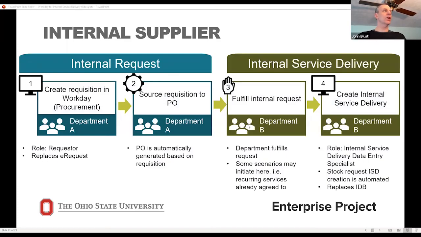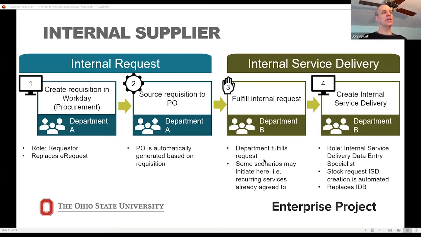To give you a high-level overview of the internal service delivery process, as I mentioned, the first step is to create a requisition. And anybody who has Workday access can do this. Again, this replaces the eRequest system. The requisition will convert into a purchase order, and that's automatically generated based on the requisition. That purchase order will route to the department that's fulfilling the request. So that's kind of like how the eRequest gets routed today. The department will fulfill the request.